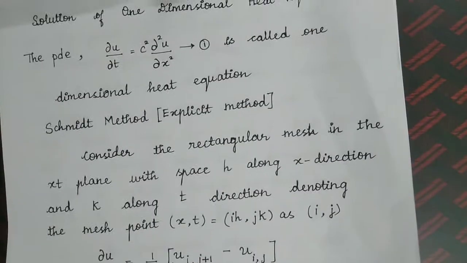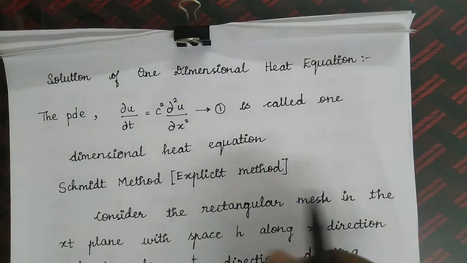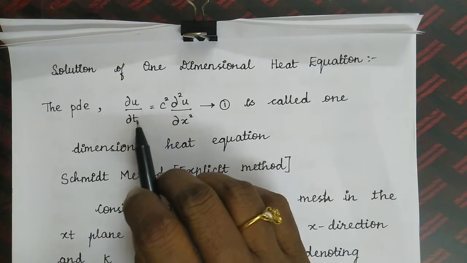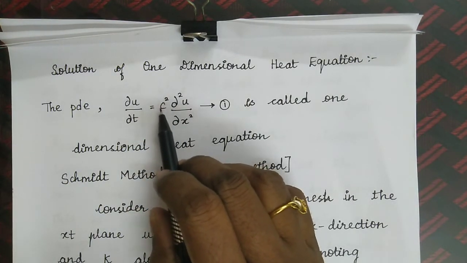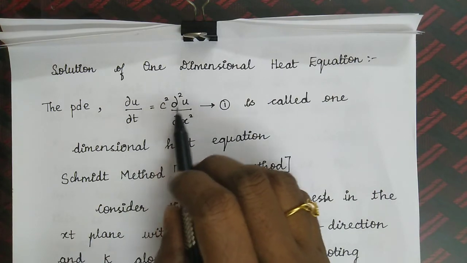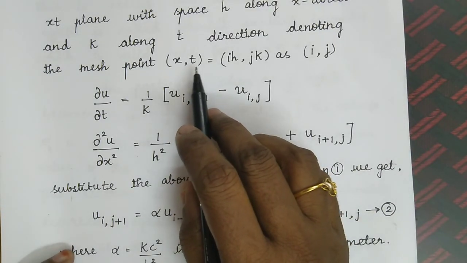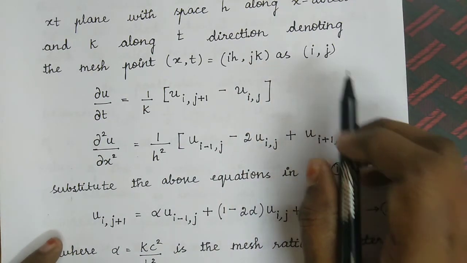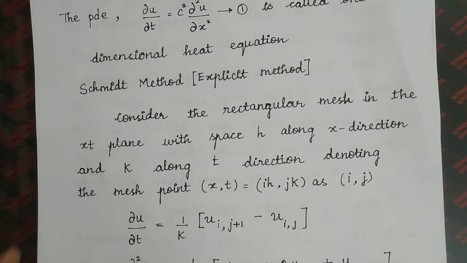The Bender-Schmidt equation is also called the explicit method. We use this method only for the one-dimensional heat equation, dou u by dou t equal to c square times the second derivative. Whatever number comes in the place of c square, we take that value. Based on this, we find the values of the mesh points. Here we have to remember that (x, t) equals (ih, jk), instead of (i, j). So this is the way we have to do problems under the Schmidt method or explicit method.